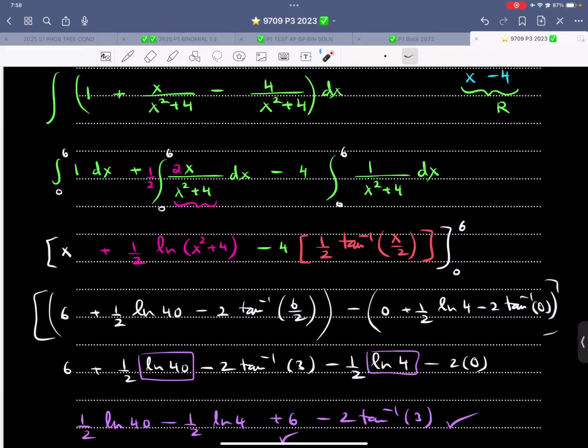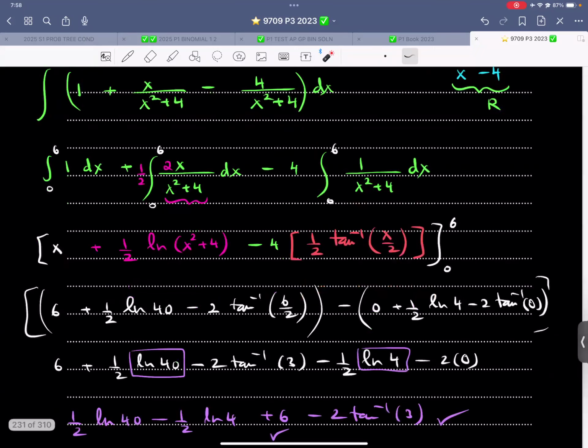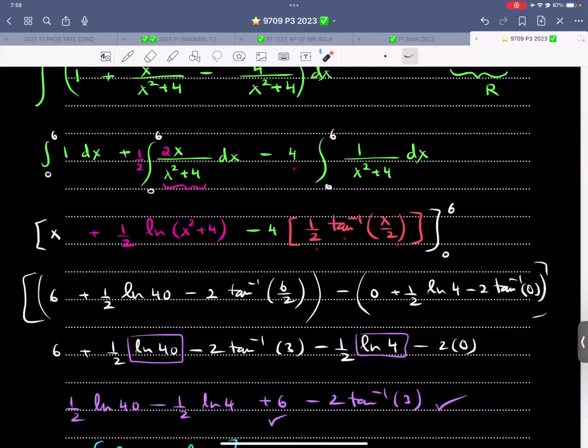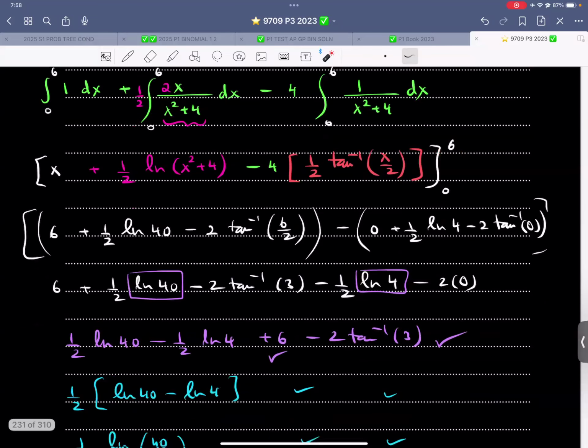Now remember this thing, x squared plus a squared, so a is 2. This one half ln x squared plus 4. This one becomes x, very simple. 4 as it is, half as it is, tan inverse x over 2. And then plug in the limit 6, plug in the limit 0. So when we plug in 6, 6 goes over here. Let me highlight this. 6 goes over here. 6 squared plus 4, that is 40, 6 over 2. And then 0 goes over here. 0 plus 4 is 4, and tan inverse of 0.